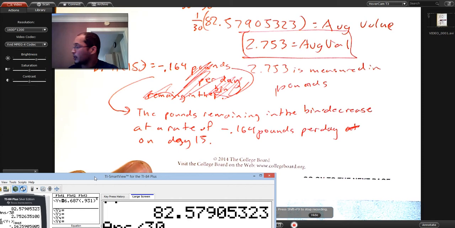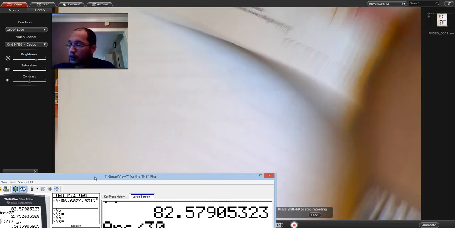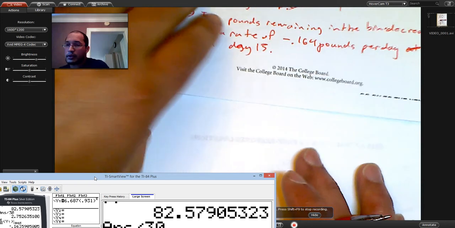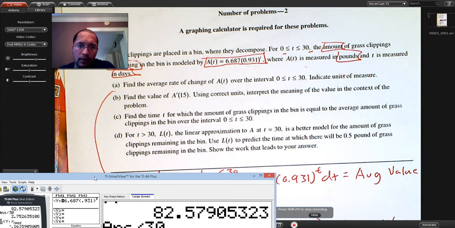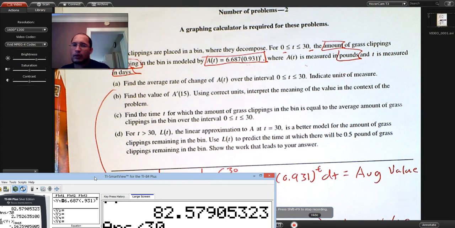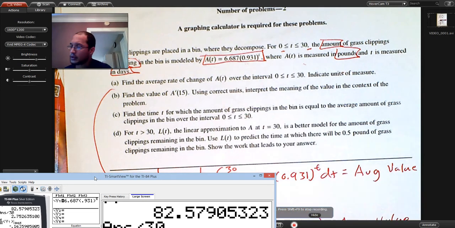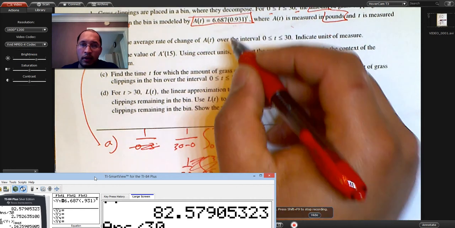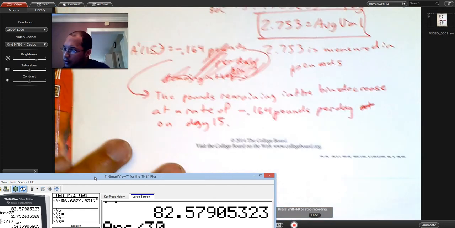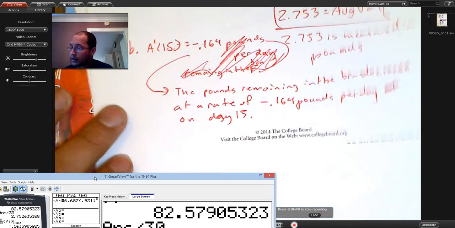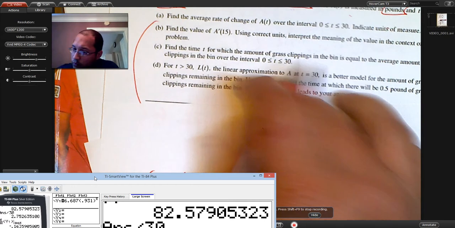All right. I need more paper. I didn't think I would need more paper. Okay, I'm going to write on the back of another one. All right, so A, B. Moving on to C. Find the time t for which the amount of grass clippings in the bin is equal to the average amount of grass clippings in the bin over the interval 0 to 30. So basically, I want to find out when the function is equal to the answer I had before. So basically, when does 6.687 times all that equal, where did I get 2.753? Okay. So basically, what I'm trying to find is when A of t equals, what was my answer? 2.753.